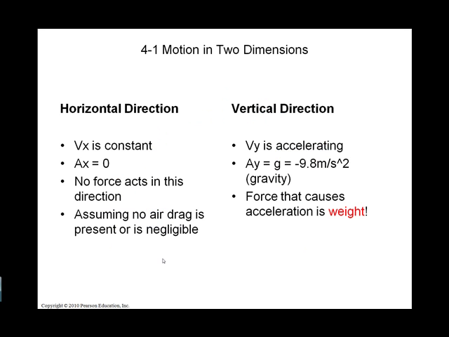So in the horizontal direction, Vx is always going to be constant because there's no force acting in that direction. And that means that the acceleration in that direction is zero. We're going to assume there's no air drag at all affecting this projectile, and that's why this is true. In the vertical direction, Vy is accelerating, and Ay will be that of gravity, negative 9.8 meters per second squared, because the force that causes this acceleration is weight.